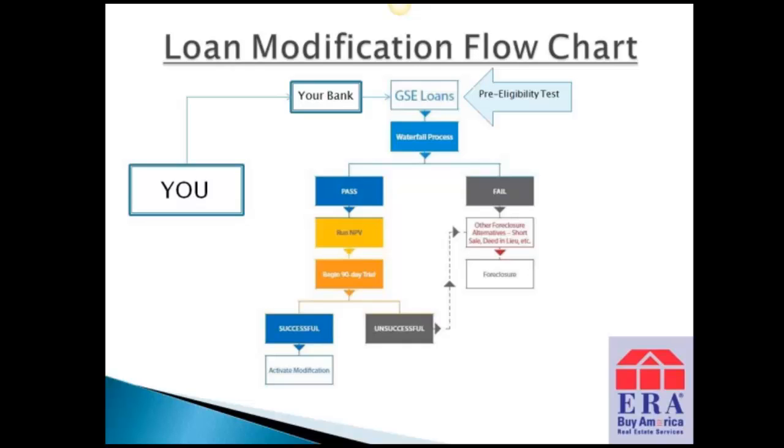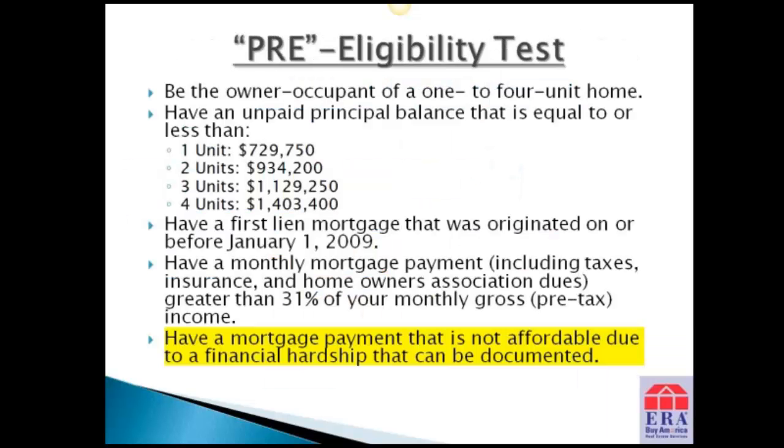When you go to your bank, they do what's called a pre-qualification process, and they determine whether or not you're even eligible to apply. Right, and then prior to them sending it to the GSE loans, GSE stands for Government Sponsored Enterprise, that's Fannie Mae or Freddie Mac, there's a pre-eligibility test. We're going to touch on these to make them a little easier for you guys. You have to be the owner-occupant of a 1 to 4 unit home in order to qualify for this HAMP program.